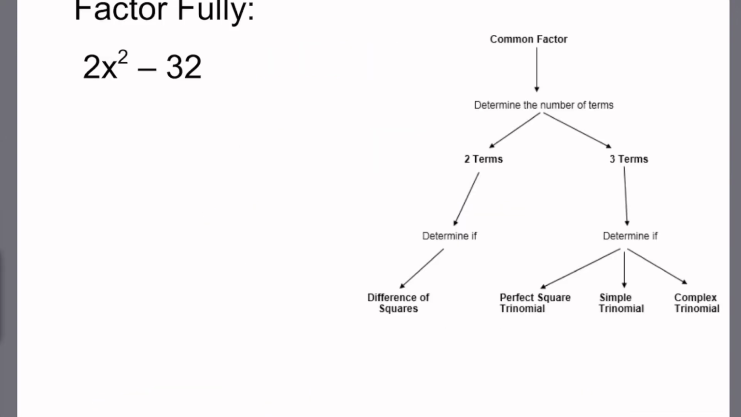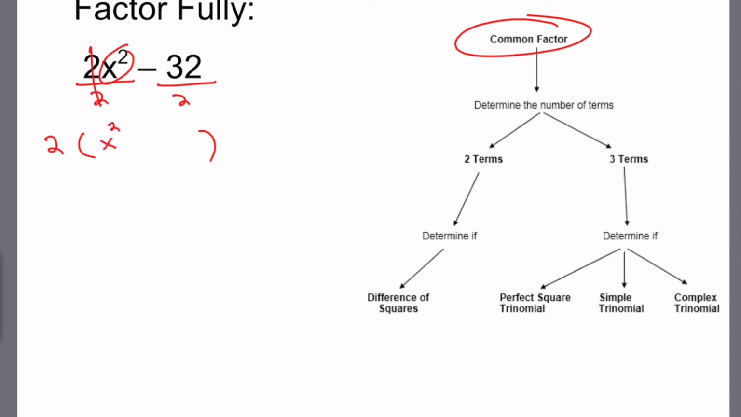Okay, so first one here, factor fully: 2x squared minus 32. Step 1, common factor. So what can we common factor out of here? In 2x squared minus 32, we can take out a 2. So let's start with that. To see what's left, we divide these by 2. 2 divided by 2 is just 1, so we're left with x squared there. And then negative 32 divided by 2 gives negative 16.